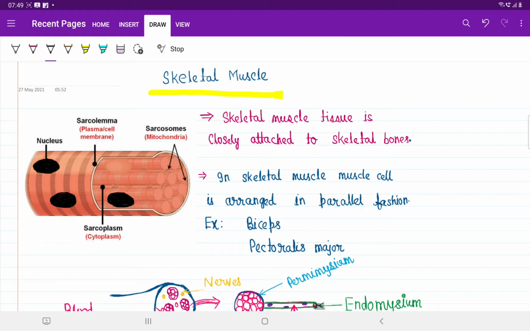In this video, we are going to discuss skeletal muscle. In skeletal muscle, we will particularly focus on the cellular structure of the skeletal muscle. So guys, we all know well that skeletal muscles are the most abundant kind of muscle in our body.